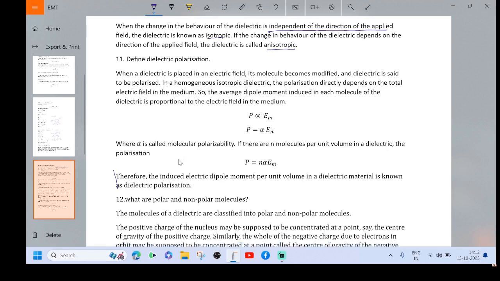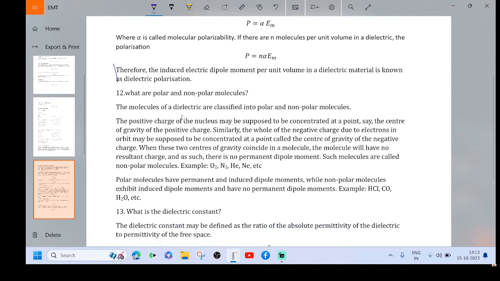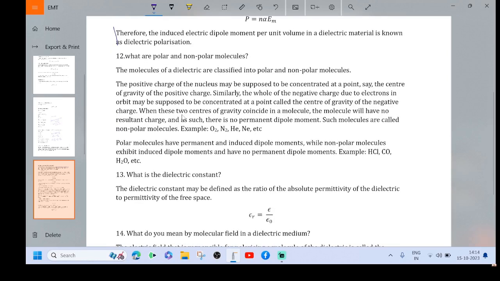What are polar and non-polar molecules? The molecules of a dielectric are classified into polar and non-polar molecules. The positive charges of the nucleus may be supposed to be concentrated at a point, say the center of gravity of positive charge. Similarly, the whole of the negative charge due to the electrons in orbit may be supposed to be concentrated at a point called the center of gravity of the negative charge.